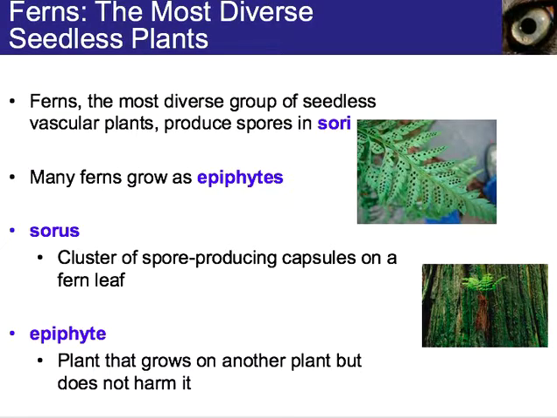Ferns are the most diverse seedless plants. Ferns, the most diverse group of seedless vascular plants, produce spores in sori, and this is the back of a fern. If you've ever received flowers, you might have noticed that they have these brown dots in the back, and those would be the casings of the spores.